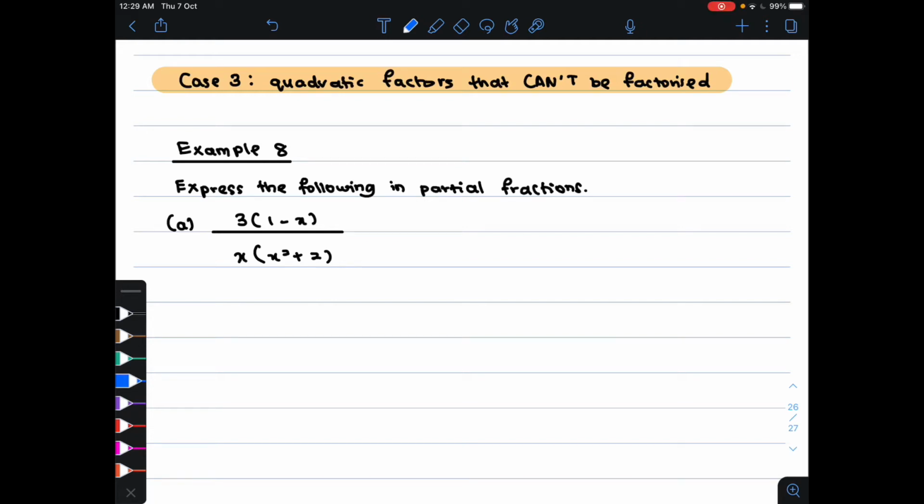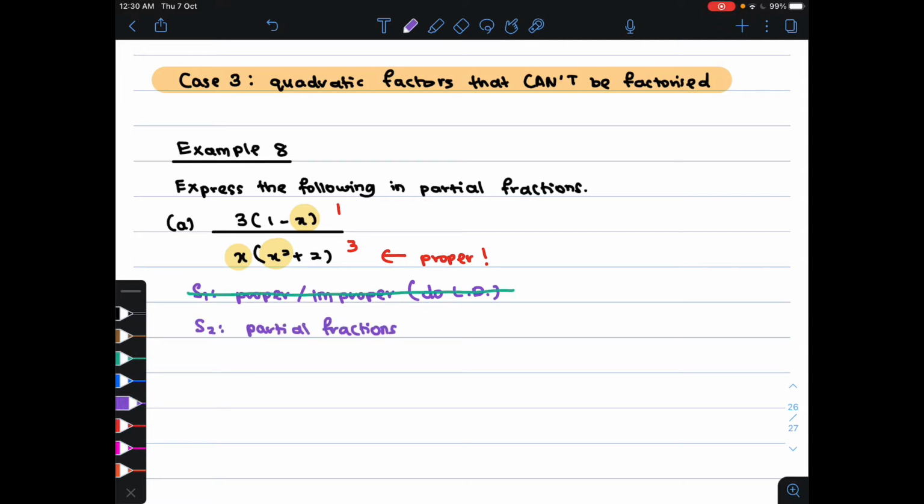Case 3 is quadratic factors that cannot be factorized. Let's do example 8. Express the following in partial fractions. Note that the highest power in the denominator is bigger than the highest power in the numerator. Therefore, this is a proper fraction, and hence we can jump straight to step 2.